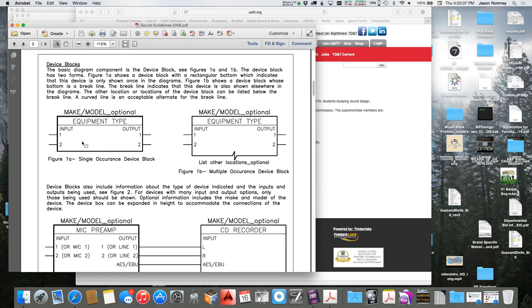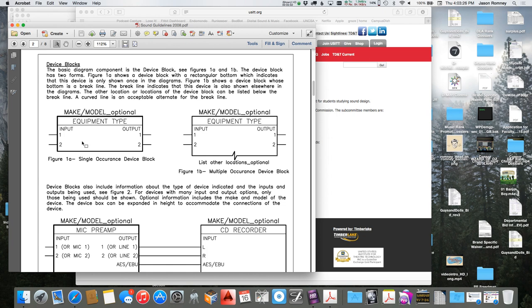In order to make this easier to read, you might end up needing to show a particular device in more than one place on your diagram. So rather than make a whole bunch of spaghetti trying to draw lines from one thing to another and crossing over things, sometimes it might be easier to just show something twice.